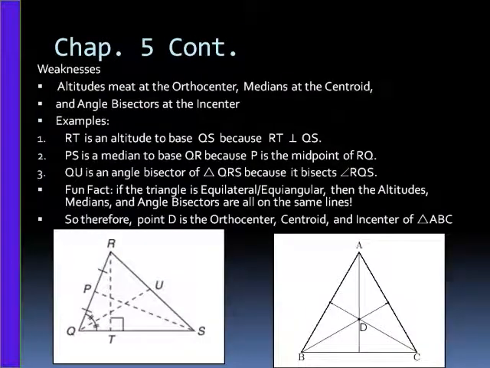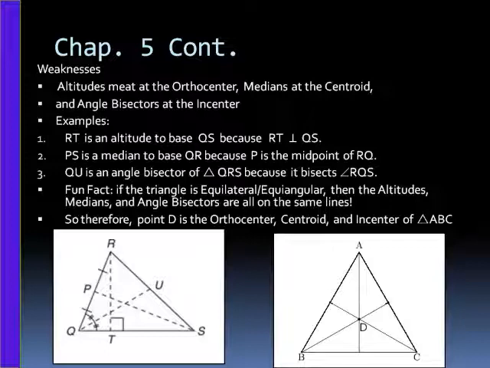Now continuing with chapter 5, we have my weaknesses. My weaknesses are that I'm always mixing up the altitudes, the medians, and the angle bisectors. The other thing I'm mixing up is which goes with which for the points that they intersect at, which are the orthocenter for altitudes, the centroid for medians, and the incenter for angle bisectors.